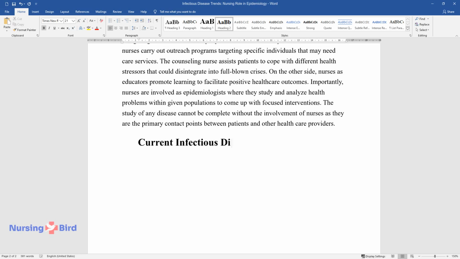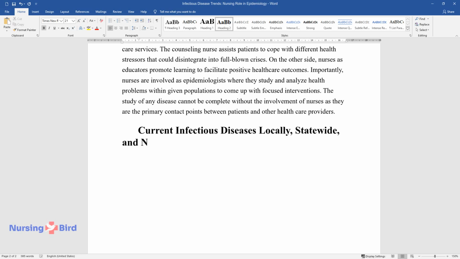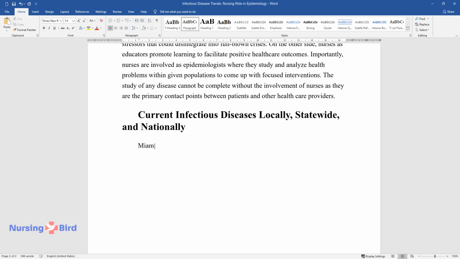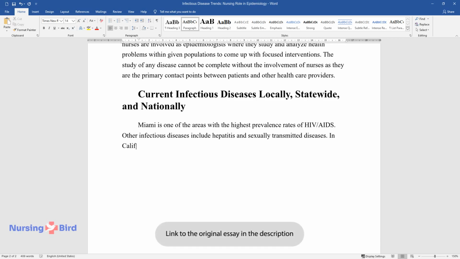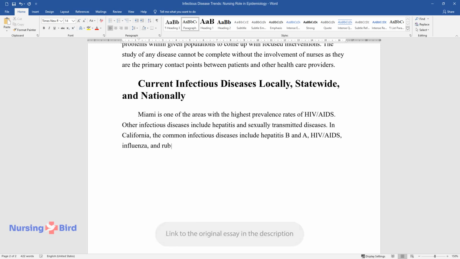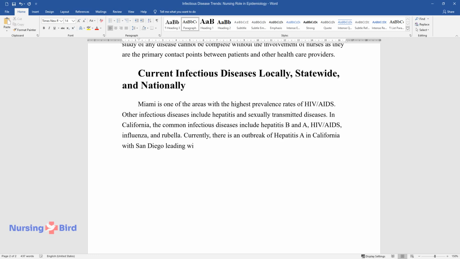Current infectious diseases locally, statewide, and nationally. Miami is one of the areas with the highest prevalence rates of HIV and AIDS. Other infectious diseases include hepatitis and sexually transmitted diseases. In California, the common infectious diseases include hepatitis B and A, HIV and AIDS, influenza, and rubella. Currently, there is an outbreak of hepatitis A in California, with San Diego leading with 586 out of the 703 reported cases across the state.